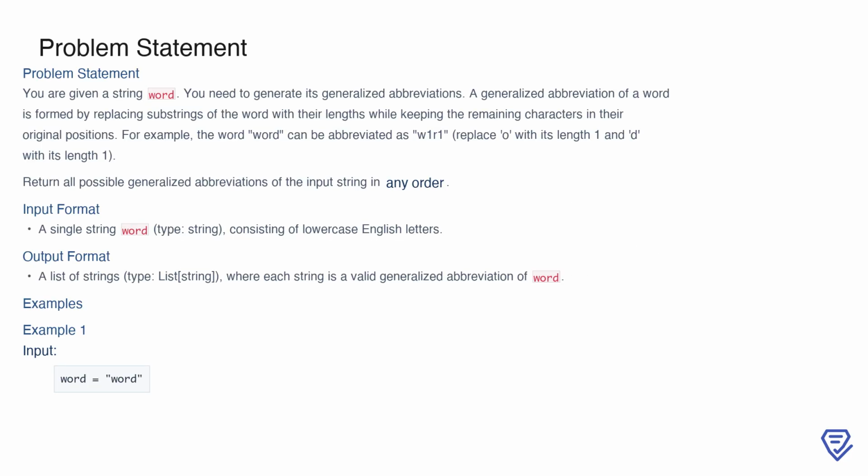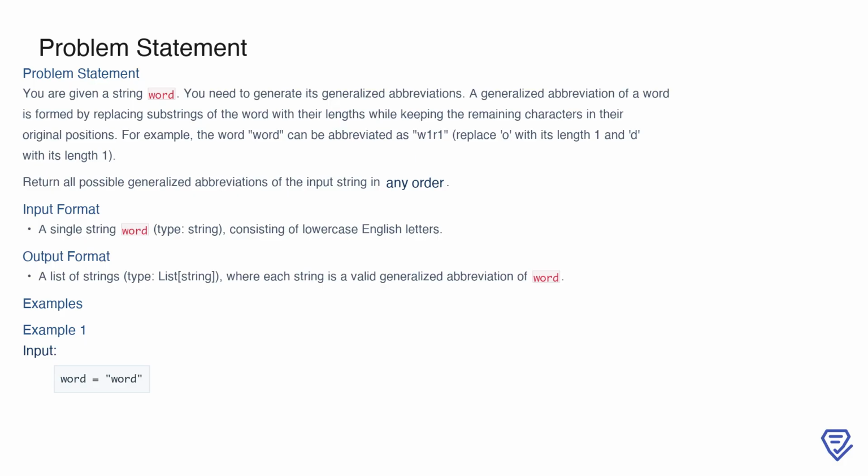In this problem, you are given a string called word, and your task is to generate all of its generalized abbreviations. A generalized abbreviation is created by replacing parts of the word with their corresponding lengths, while keeping the remaining characters in their original positions. For example, if the input word is "word", one possible abbreviation is "w1r1", where the o is replaced by its length, which is 1, and the d is also replaced by its length, which is 1. Your goal is to return all such abbreviations in any order.